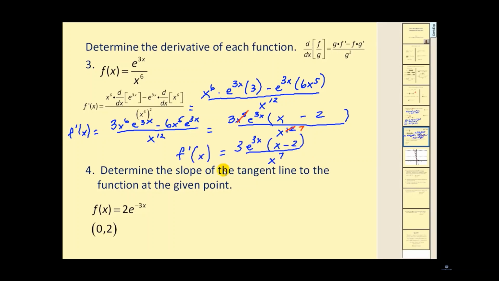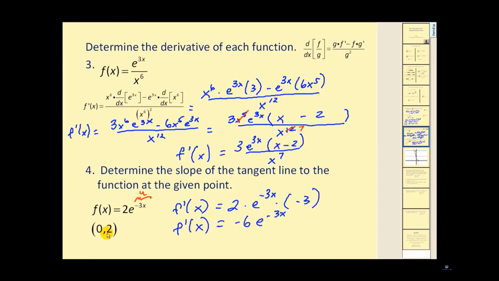Okay, let's try another question. Determine the slope of a tangent line to the function at the given point. Well, we know in order to find the slope of the tangent line, we have to find the derivative of this function. Let's go ahead and do that. It would be 2 times the derivative of e to the power of 3x. Again, hopefully we're pretty good now recognizing that our u would equal negative 3x. So we're going to have e to the u, e to the negative 3x times a negative 3. So our derivative function is negative 6 e to the negative 3x.